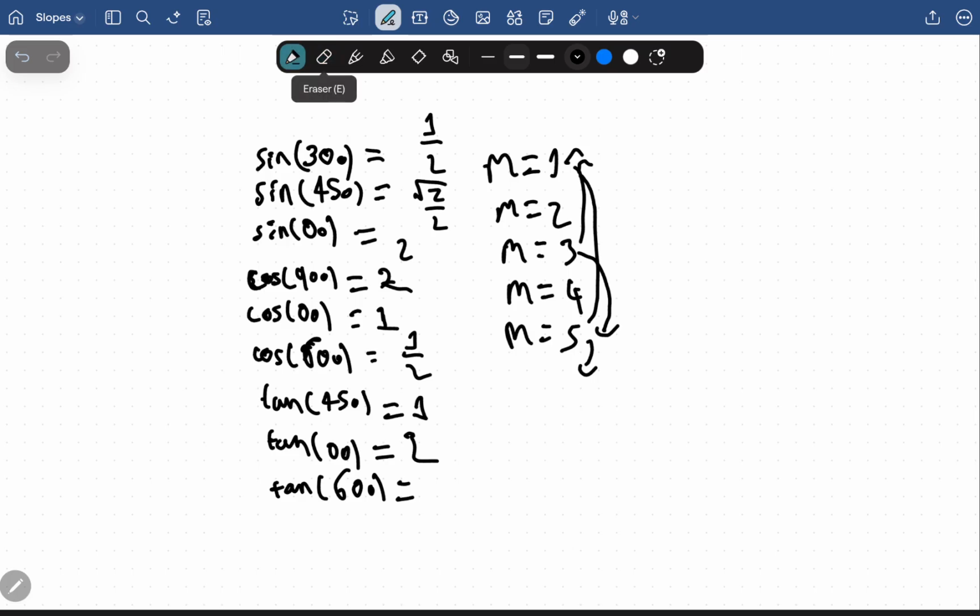But anyways, tangent 60 degrees. So 60 degrees is m equals 2. So above is 1 and below is 2. So above is 1 and below is actually 4. So root 1, which is just 1, so that's why I wrote that, over 2, which is just root 4.